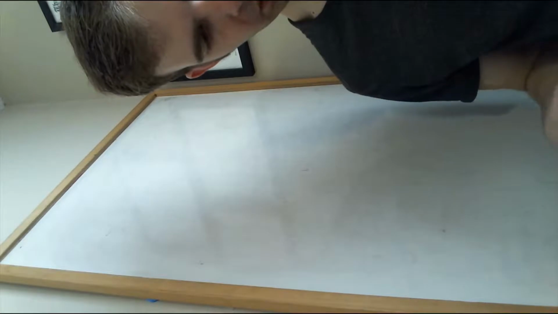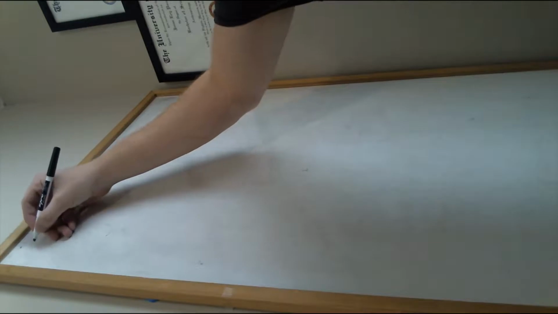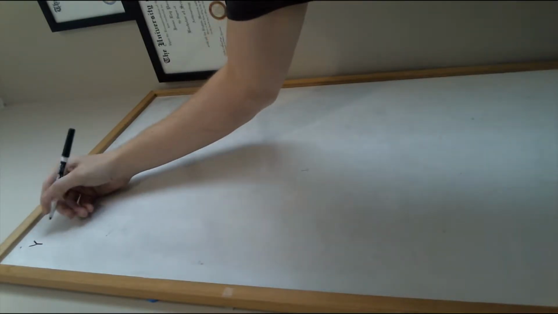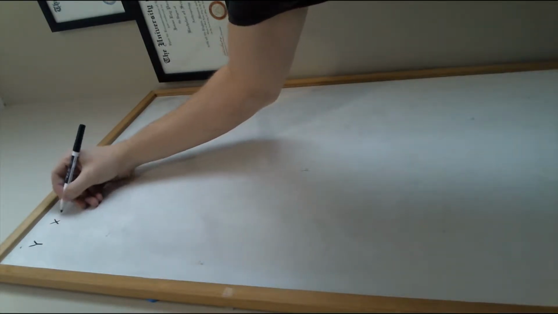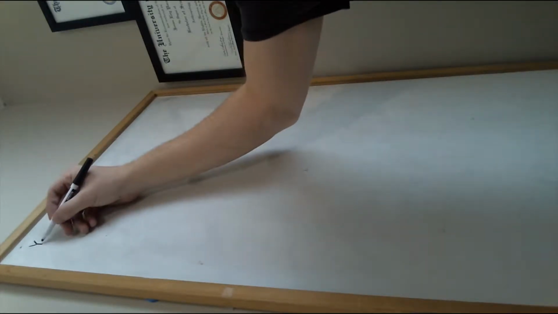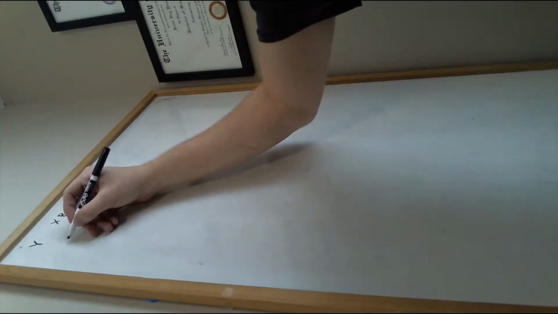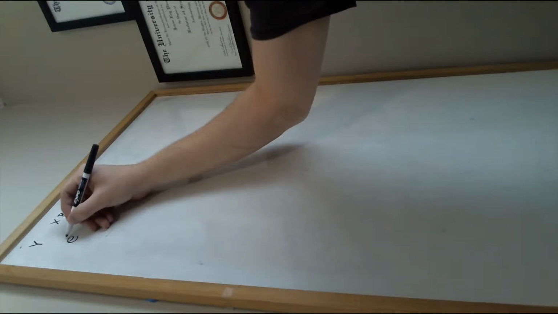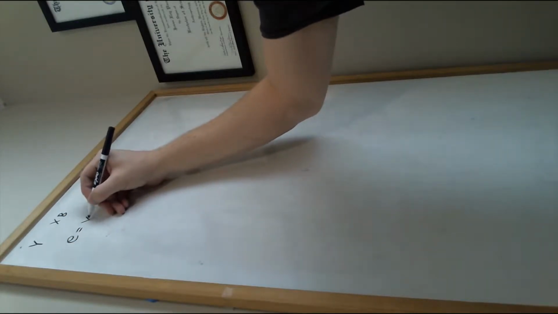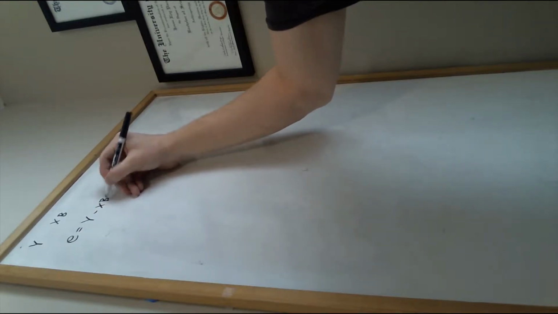So let's have some unknown random variable y, and let's approximate it with some linear function x beta. So if the difference between what we're estimating and our estimator is simply e, then e is equal to y minus xb.